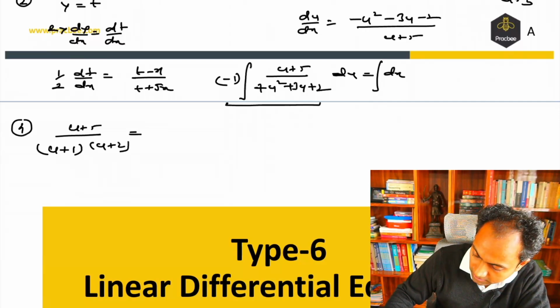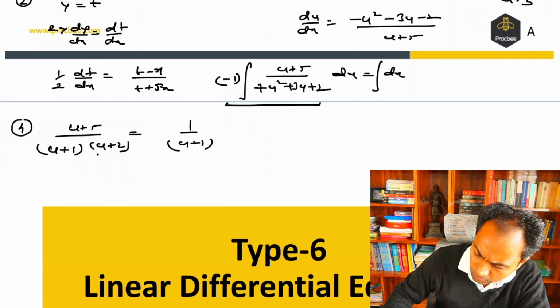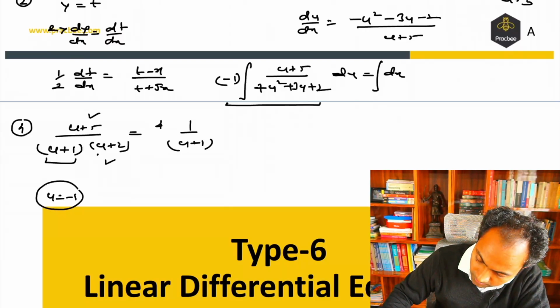This can be written as partial fractions, that is 1 by (u plus 1) if I write. This is a shortcut I told you. Put u plus 1 equal to 0, you will get u equal to minus 1. Put it in the remaining terms. So this will become 4, this will become 1.